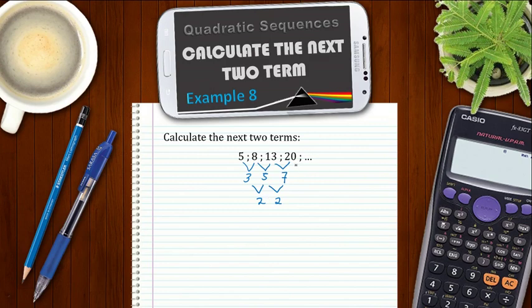Okay, so what I'm going to do is carry on here, and from 7, to get this number over here, we have to add 2, and that gives us 9. So from 20 to here, we have to add 9, so that gives us 29. And then again, for this number over here, we have to add 2, which gives us 11. So 29 plus 11 is 40. So our next two terms are 29 and 40.